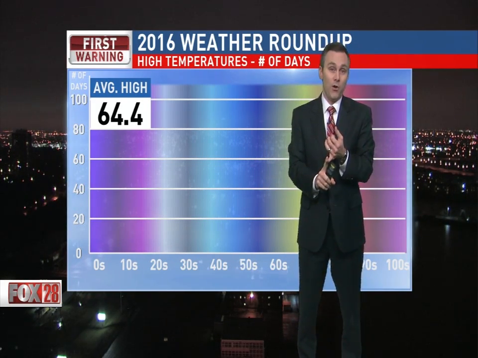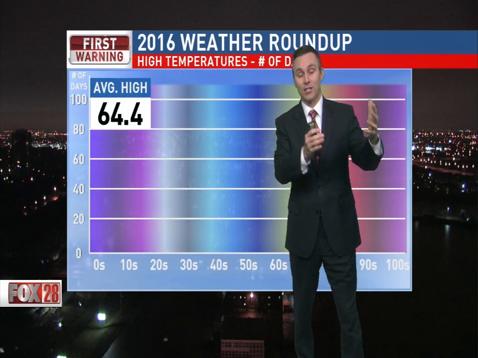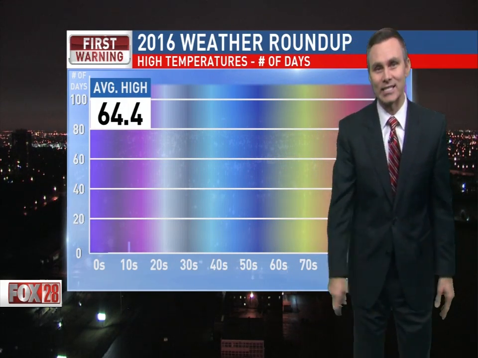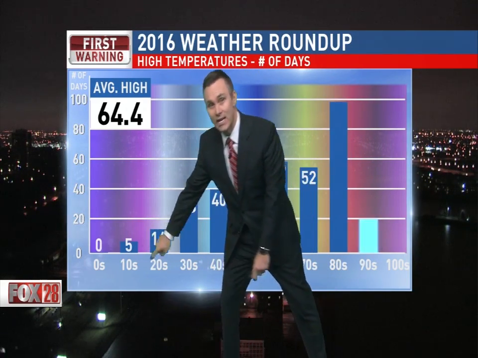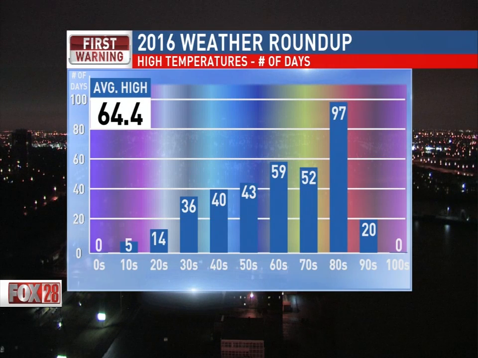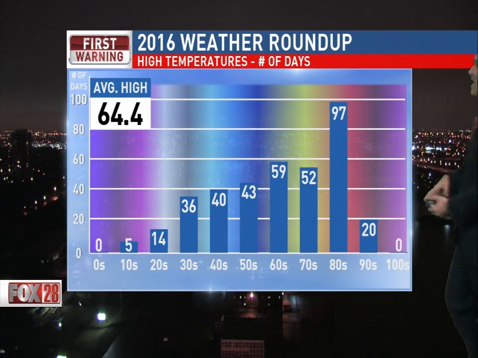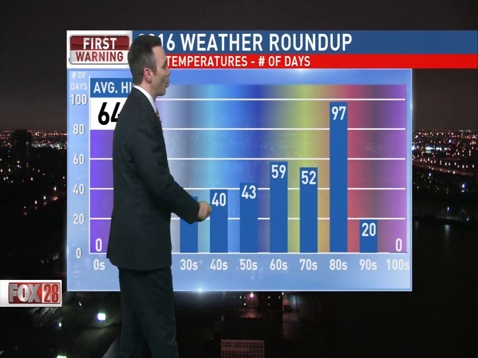So then I want to know, okay, well, how many days did we have in the 20s? How many days in the 80s, in the 60s, that type of thing. So here is how it breaks down. We had 5 days that were in the teens, essentially, between 10 and 20. 20 days in the 20s. Notice by far our greatest frequency was temperatures in the 80s. We had 97 of the 366 days last year in the 80s.